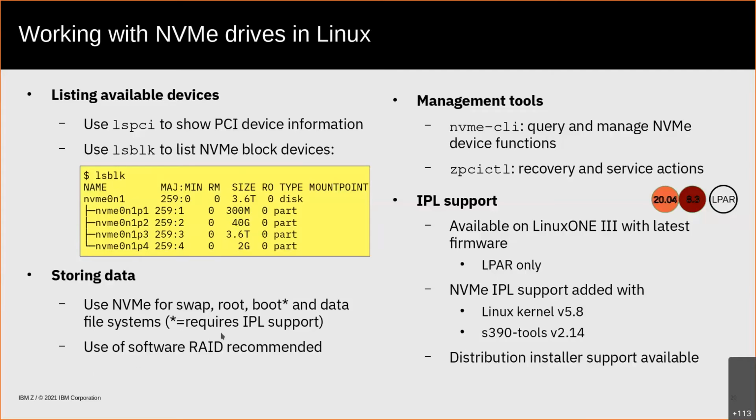And otherwise, any other distribution, any other mount point or storage device would also work here. As for operating, there's really nothing different between x86 Linux and Linux on IBM Z. So you just use it as a regular PCI device, and commands like lsblk just work out of the box.